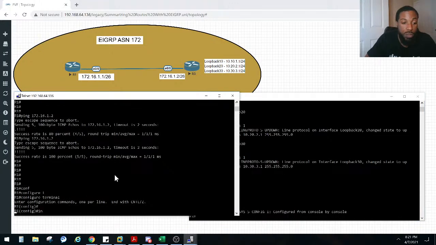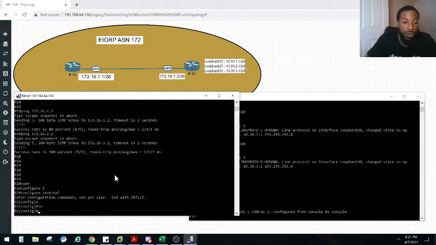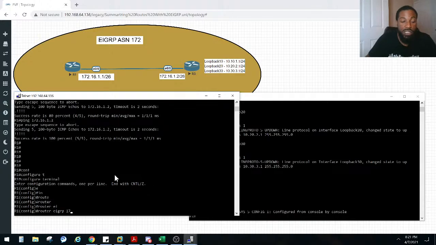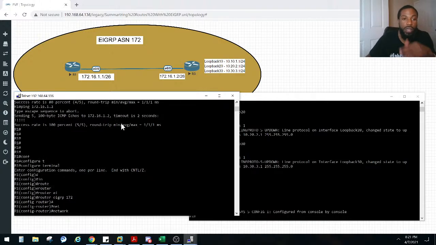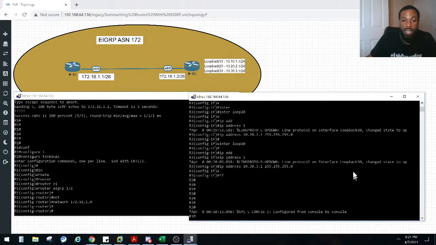Global config mode. We need to do router EIGRP 172. And then the network address, so we've got to compute that, right? We know it's /26, which means the magic number should be 64, so it's every 64 subnets. It's 1.0. I'm sitting here trying to figure that out. 1.0 is the network address. So network 172.16.1.0.